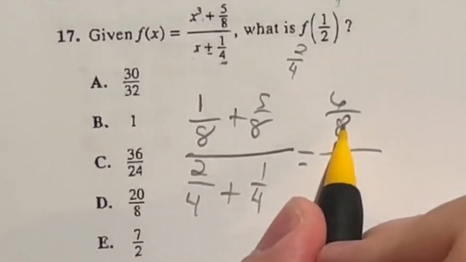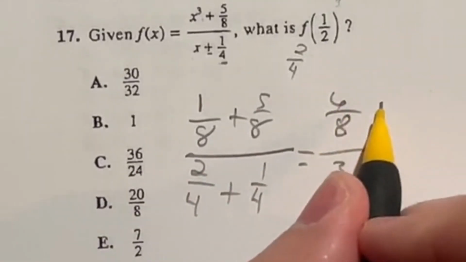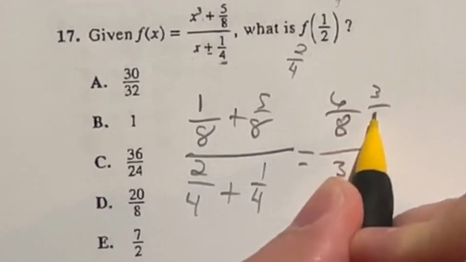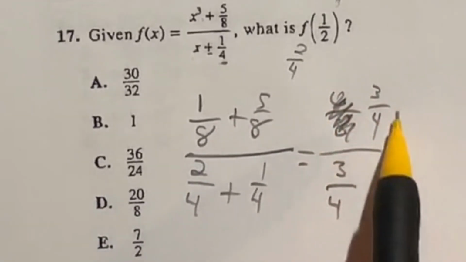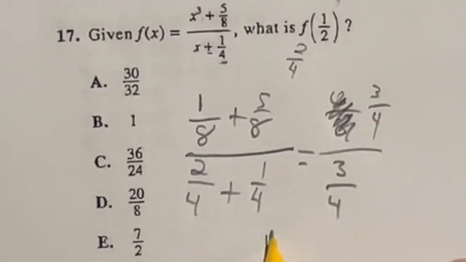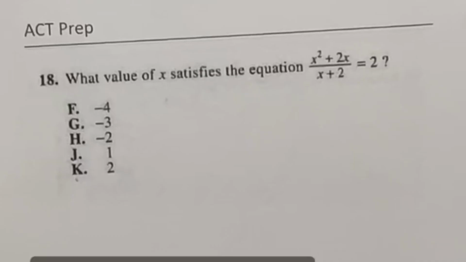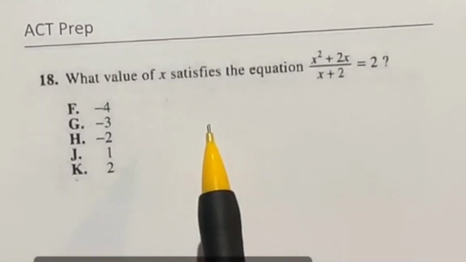Now, I do recognize that if I divide both the top and bottom by 2 right here, I can reduce this fraction to 3 over 4. So in reality, we have 3 over 4 over 3 over 4, which is equal to 1. Answer B. I know this question looks like a simple plug and chug, but it's actually much quicker if you're able to do a little bit of factoring in your head.